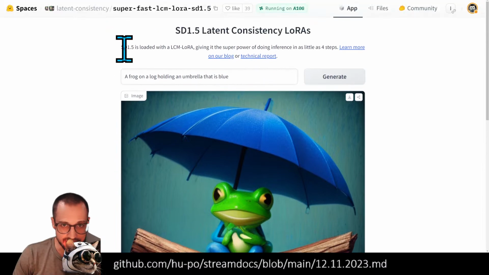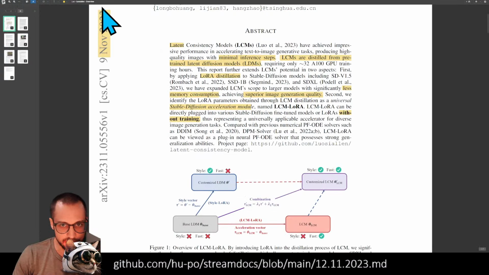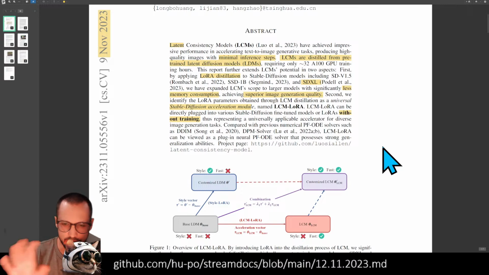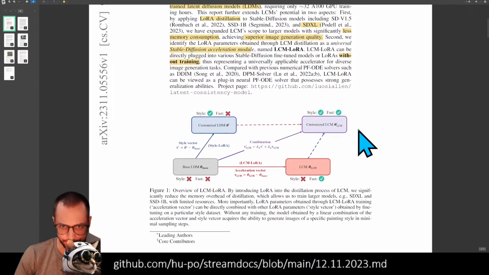Which is pretty cool. This is still SD 1.5, which is not even the latest SD. Like, the latest Stable Diffusion is actually SDXL, this one here. But SDXL is a little bit more complicated too, because SDXL has this additional refiner model. So the LCM isn't going to make the refiner model faster. It'll just make the original diffusion model faster. But then you have to do all the other stuff that SDXL has as well.